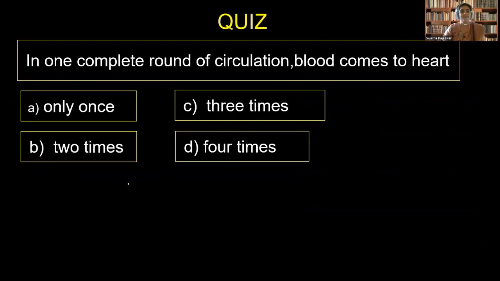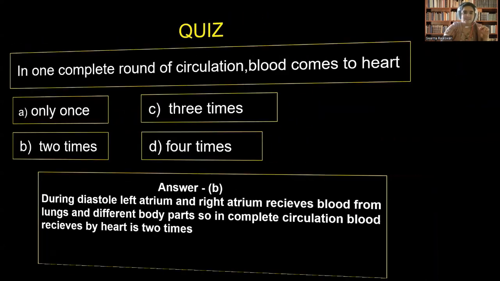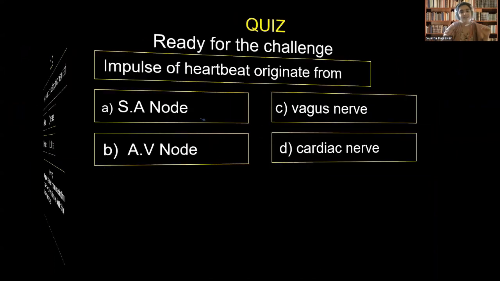So let us take a small quiz. I have discussed how the blood enters the different chambers. So in one complete round of circulation, how many times does the blood come to the heart? If you can guess, just guess. I will explain again. Once, twice, thrice, or four times? So here the answer is twice. Why, I will explain. It is because of double circulation. When I explain the double circulation, you can clearly understand.